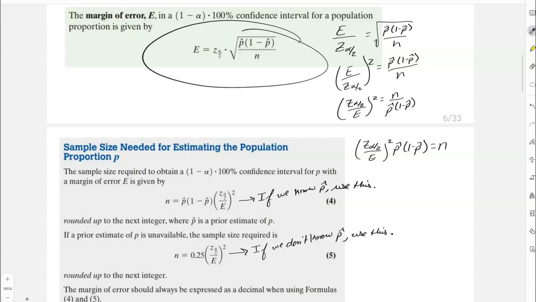Okay, so what's happening with this one is that they're replacing that p hat times 1 minus p hat with 0.25. So they're making the assumption that p hat is equal to a half and its complement, 1 minus p hat, would also be equal to a half. So we're going to have the same chance of those happening. And if I multiply a half times a half, I get 0.25. So that's where the formula is coming from there.